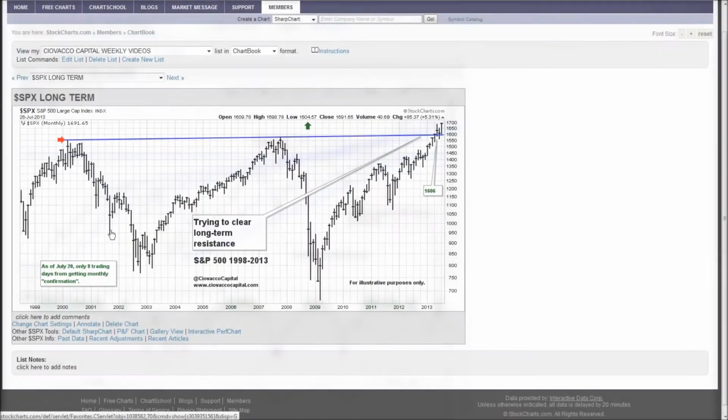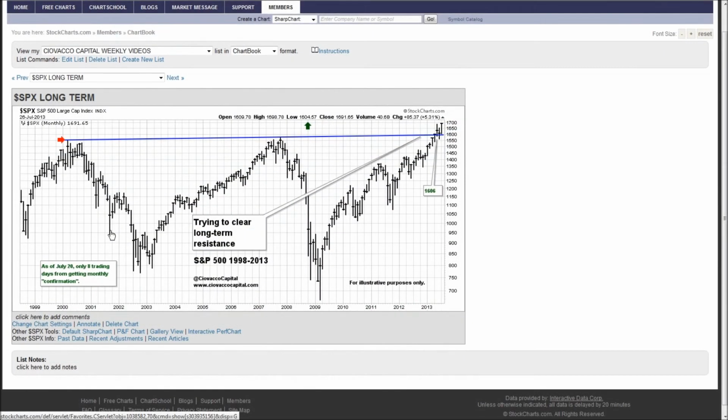We're still in it. This is the long-term support and resistance chart we've looked at numerous times going back to 1999. This is a monthly S&P 500. Resistance, resistance, breakout, still holding. As long as we're above the blue line, it leans bullish.